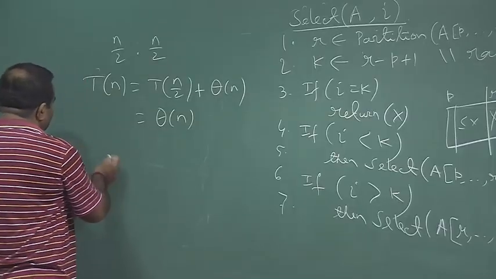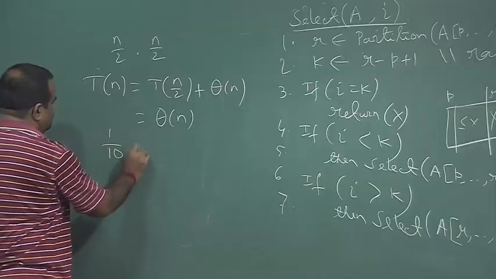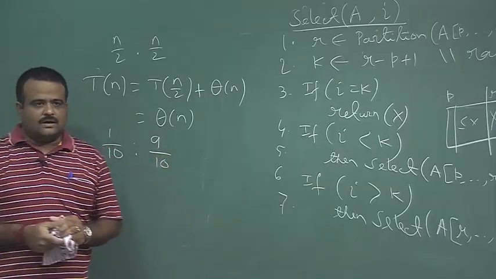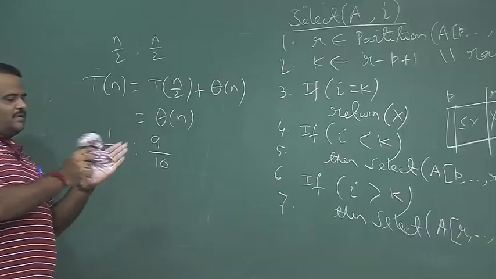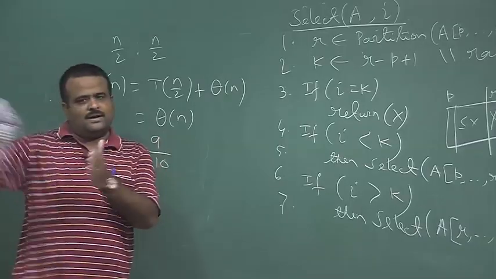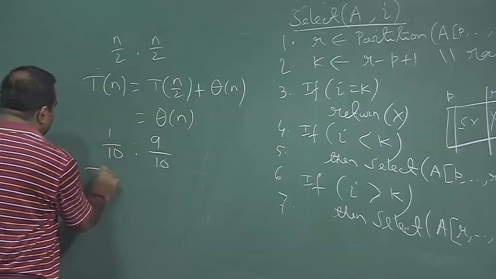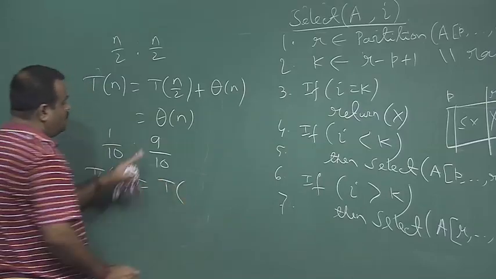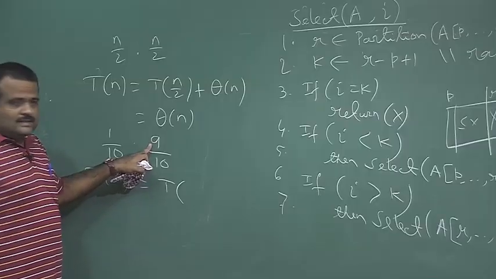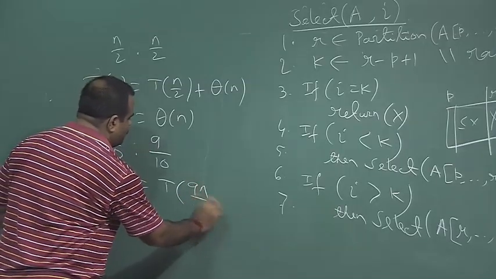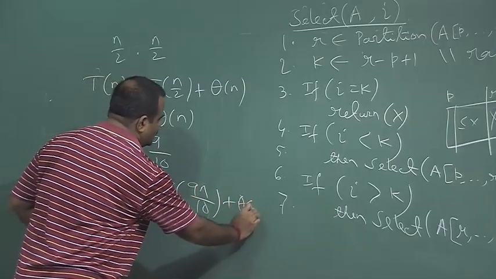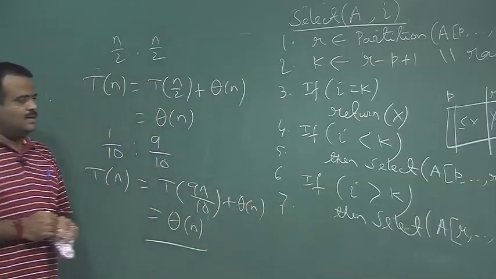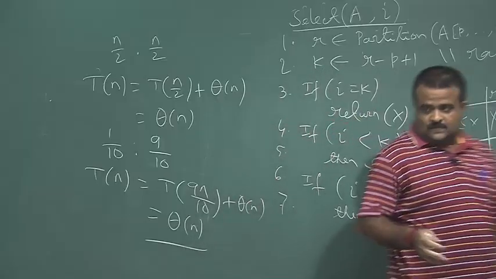Now, if it is not that good, but if it is some ratio, if our partition is good in the sense that it will divide the array into a very small part here and a big part here, then also the recurrence is like this. So, we are looking at the worst case. In the worst case, we have to go for the longest subarray, and this will also give us linear time complexity.